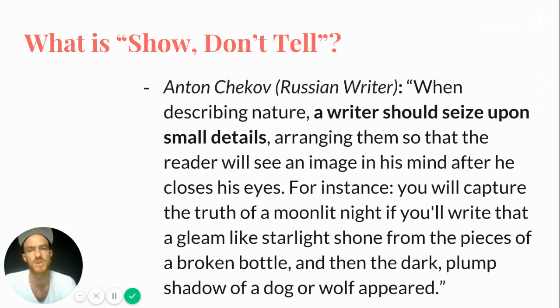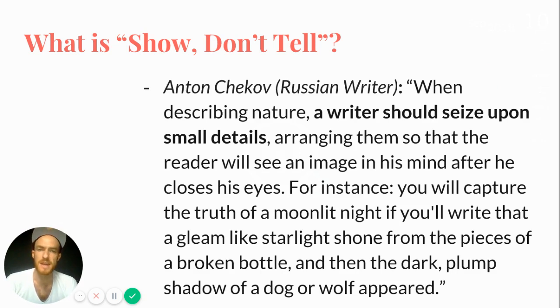It comes from a Russian writer called Anton Chekhov, and he says this: when describing nature, a writer should seize upon small details, arranging them so that the reader will see an image in his mind after he closes his eyes. For instance, you will capture the truth of a moonlit night if you write that a gleam like starlight shone from the pieces of a broken bottle, and then the dark, plump shadow of a dog or wolf appeared. So what's he saying by that?